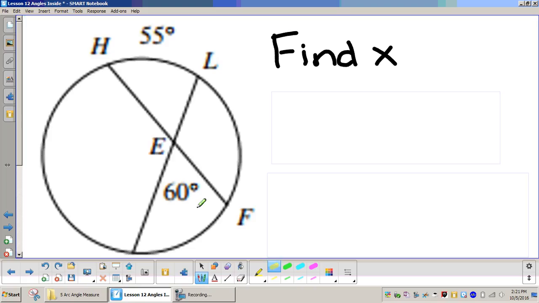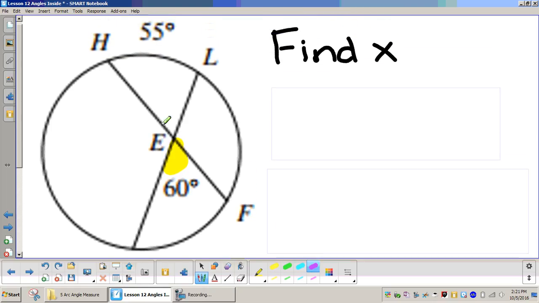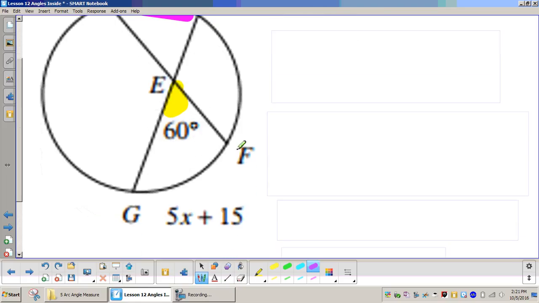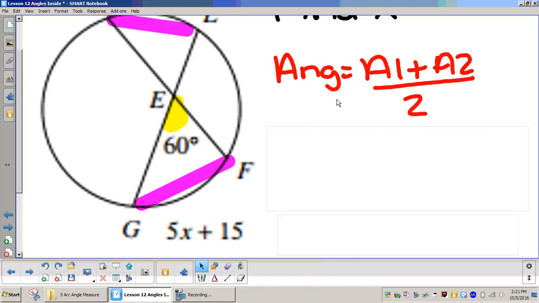So let's try this one. This angle right here is 60. I have an arc across from it that's 55. And this arc is 5x plus 15. So I start with my formula. Because the angles are inside and they're formed by two chords, I have angle equals arc 1 plus arc 2 over 2.